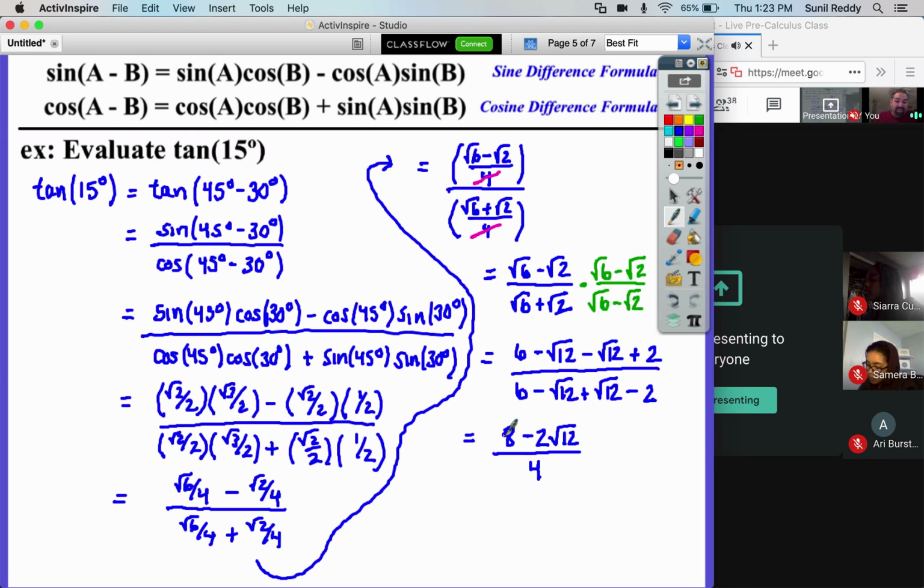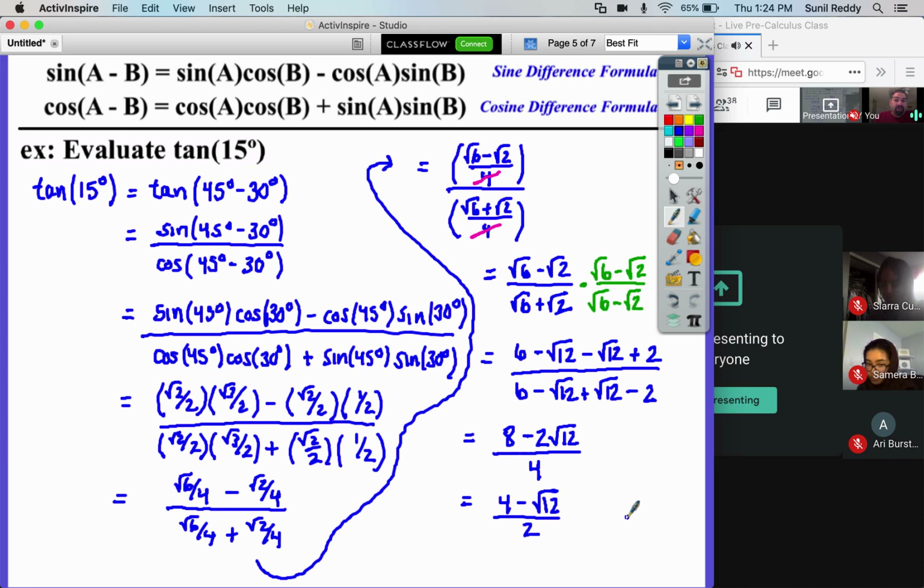Now notice the 8, the 2, and the 4 all share a common factor of 2. So I can reduce by dividing everything by 2. So this now gives me 4 minus 1 root 12, which I'm just going to write as root 12 instead of having the 1 in front. Dividing by that 4 when I divide by 2 is going to give me 2.